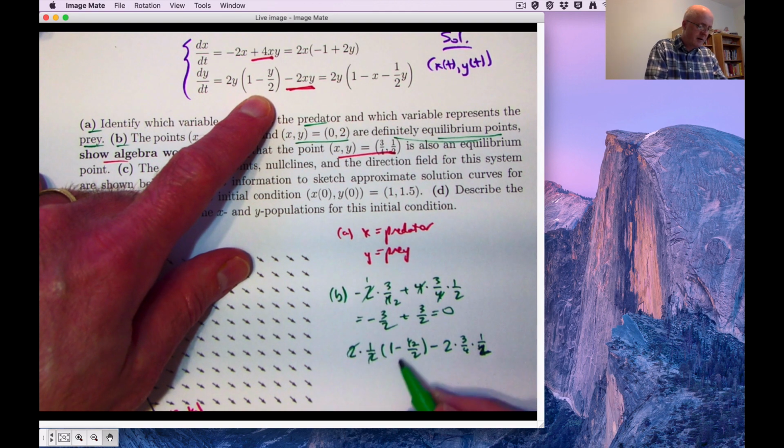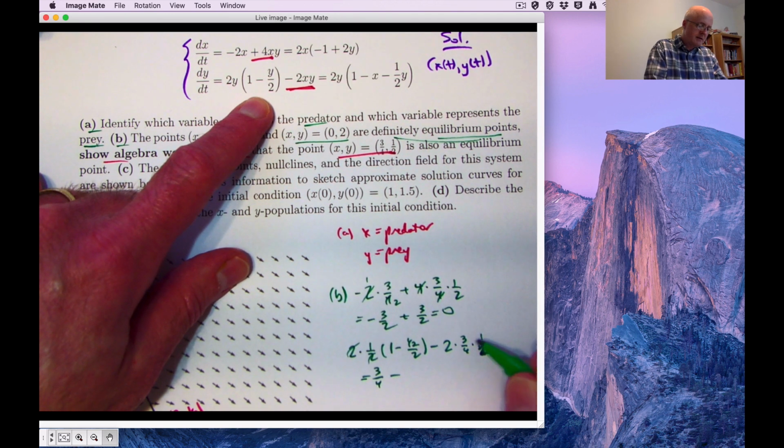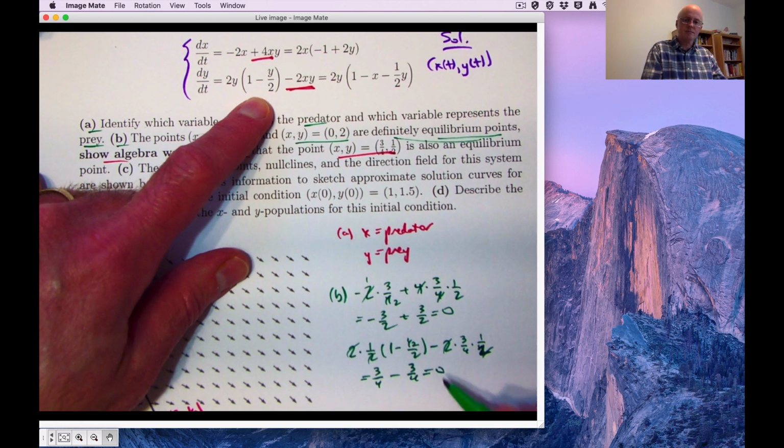The 2's cancel there. This is 1 minus 1/4, which is 3/4. The 2's cancel here. I'm left with minus 3/4. This is 0 as well.